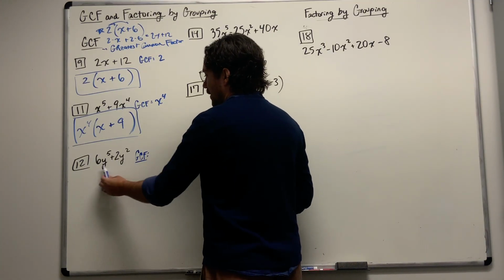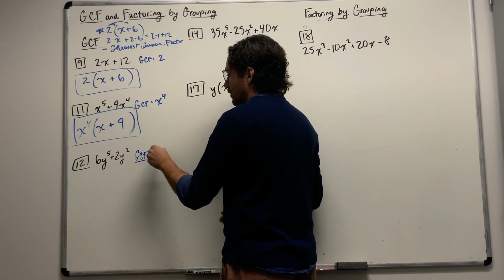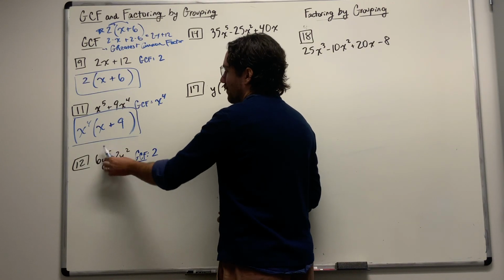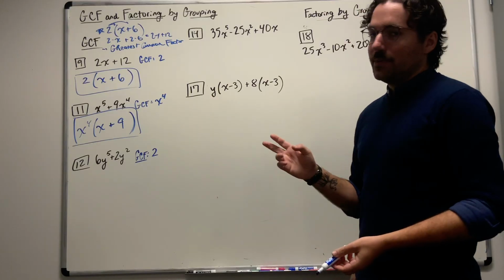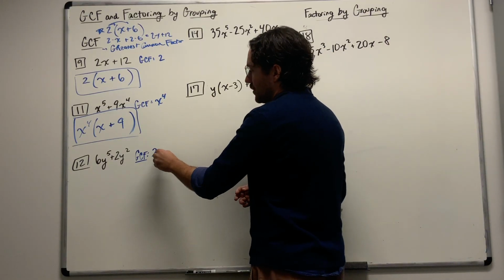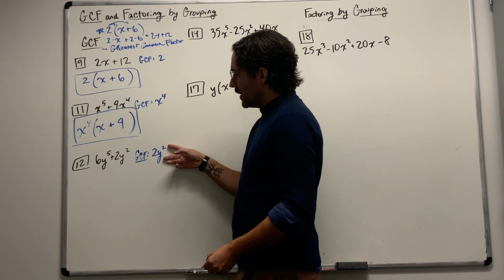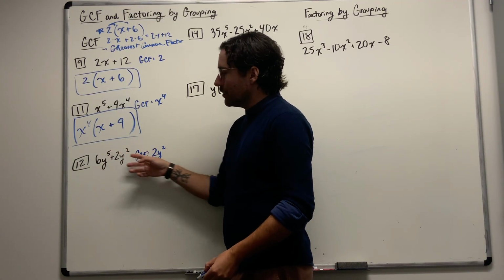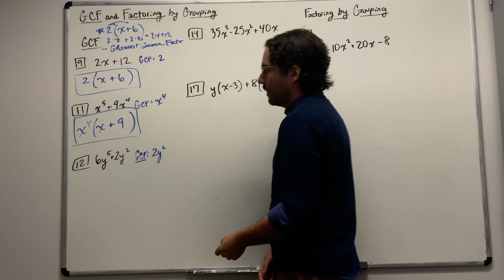So I see 6 and 2. They're both divisible by 2. And then this one has 5 y's and this one has 2 y's, y to the 5th and y squared. So they both have at least 2, which means all I can take out is y squared. I can only take out the lowest number that they have in common. I couldn't take more than 2 out because there's only 2 here.